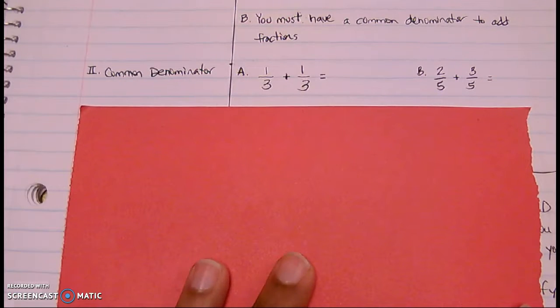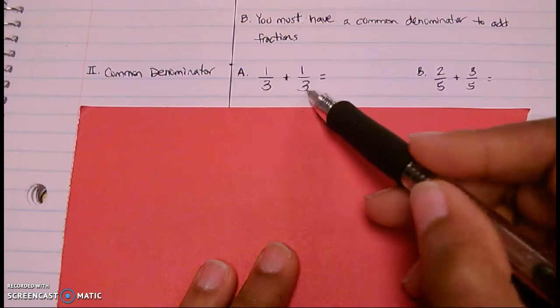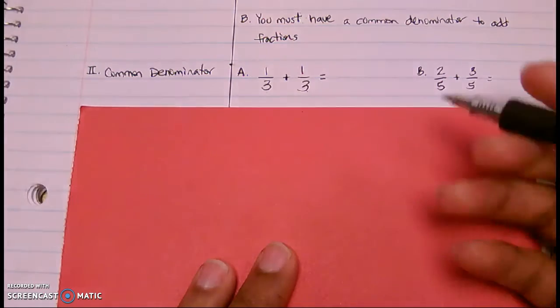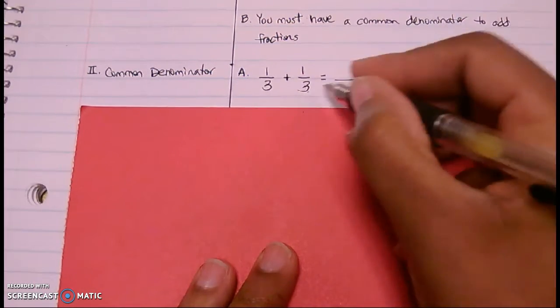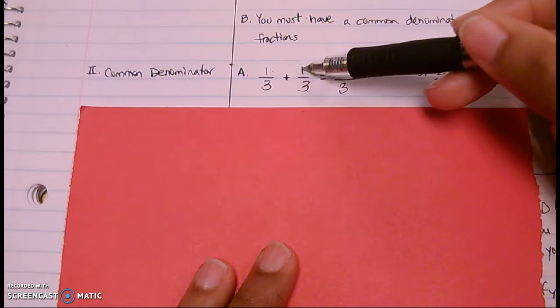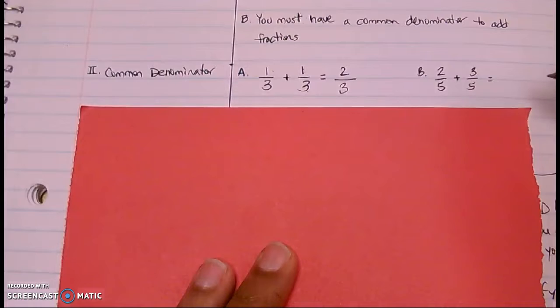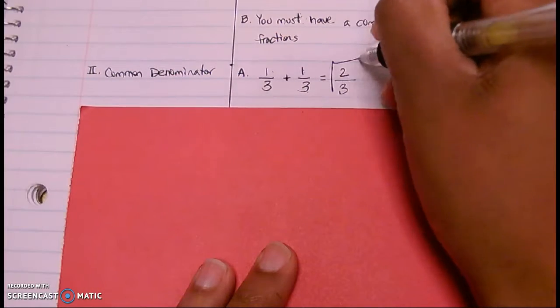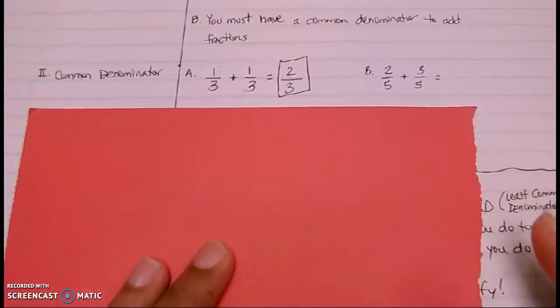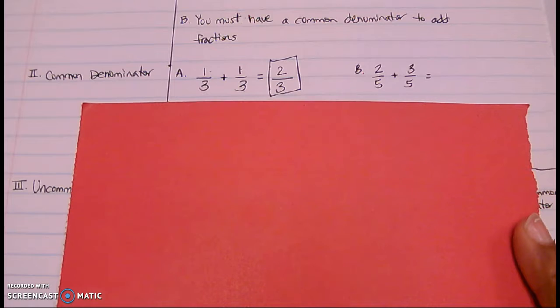So there will be times where you'll see fraction adding problems where the two fractions have a common denominator. In this case, you can go ahead and bring the denominator over. That will not change. However, you will add your numerators. So in this case, 1 plus 1 equals 2. So our answer here is going to be 2/3. I want you to try this problem out. Come back when you finish to see the answer.